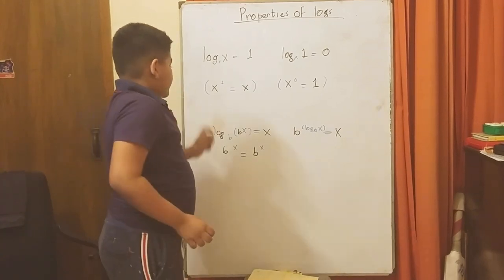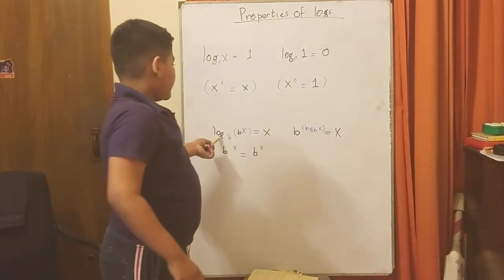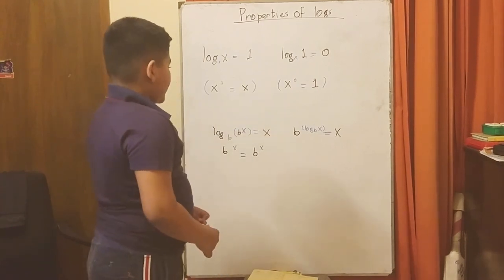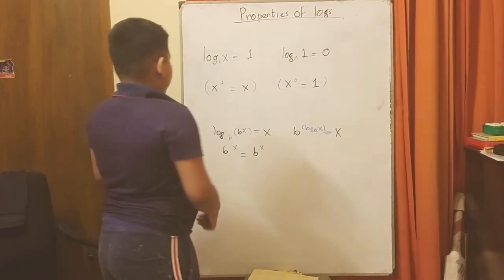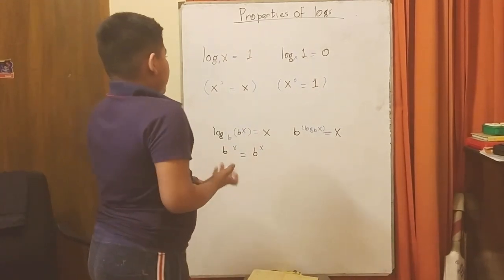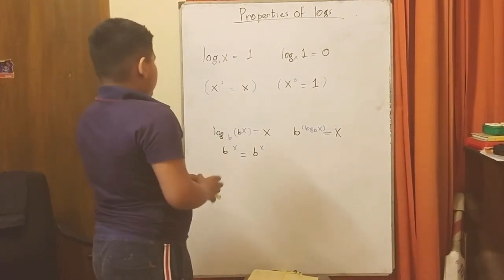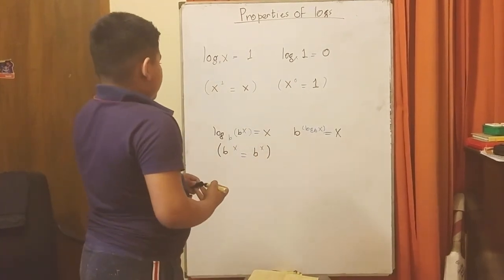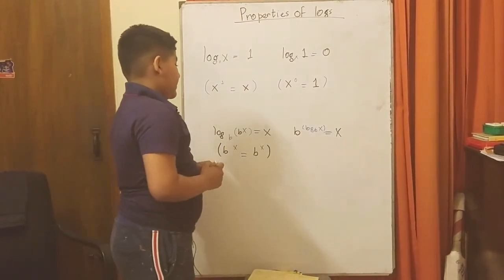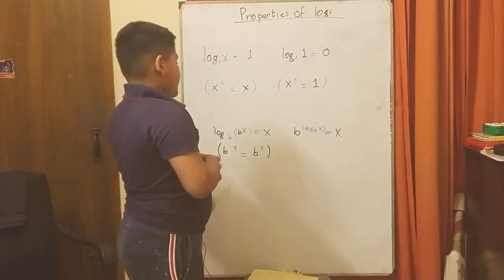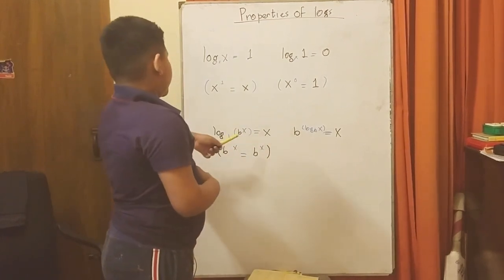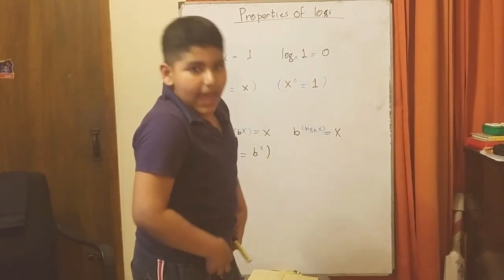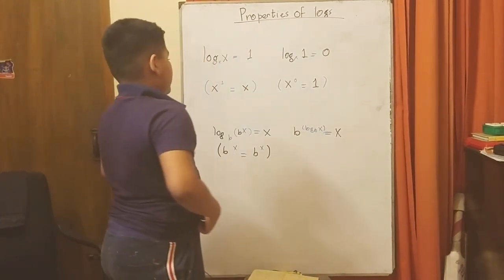Now, the other property of log is log base b of b to the x equals x. This is simply implying that b to the x equals b to the x, because it's saying what should b be raised to get b to the x, which here is the answer. It would have to be raised to x to get b to the x.